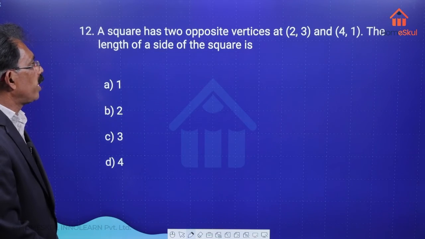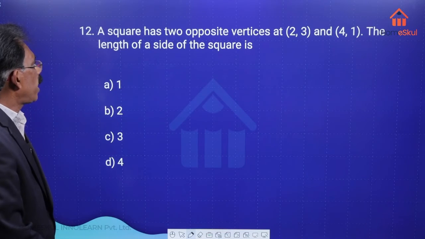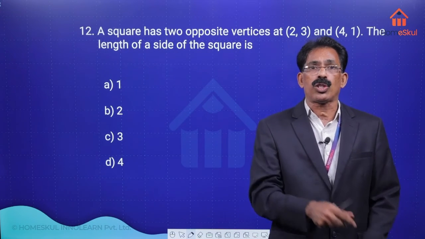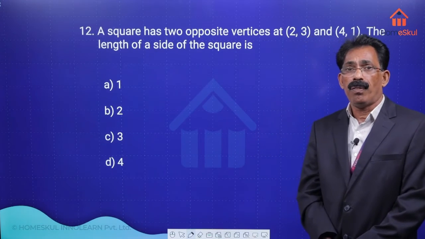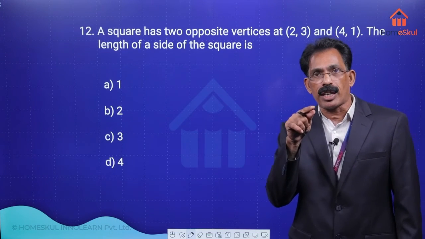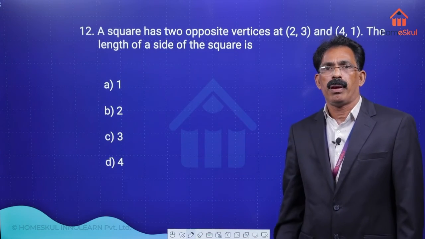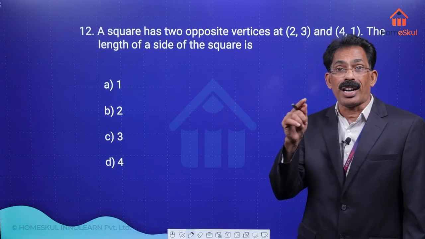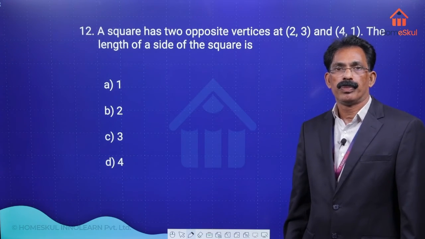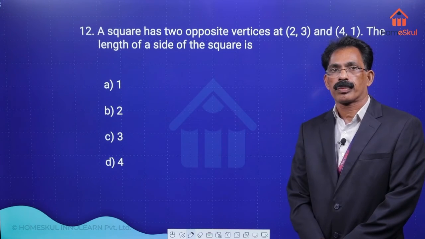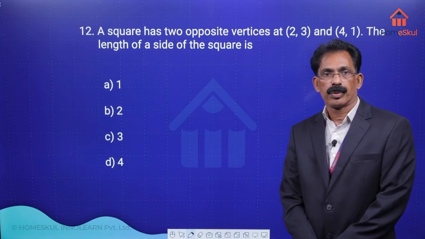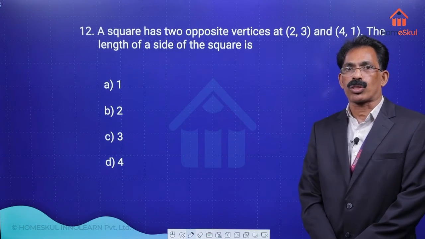A square has two opposite vertices at (2, 3) and (4, 1). The length of the side of the square is? I will give you 1 minute to do this question. Everybody try to solve this question within 1 minute, and after doing it, please send the key through the chat box.